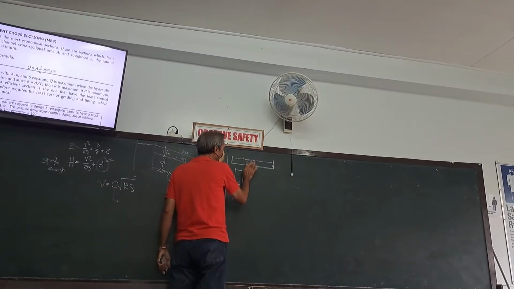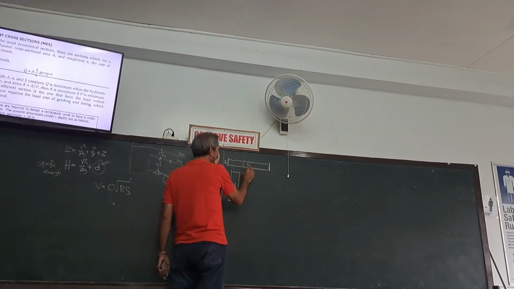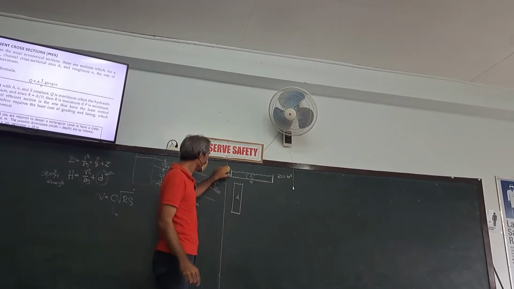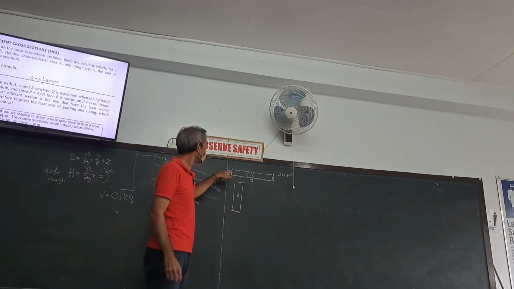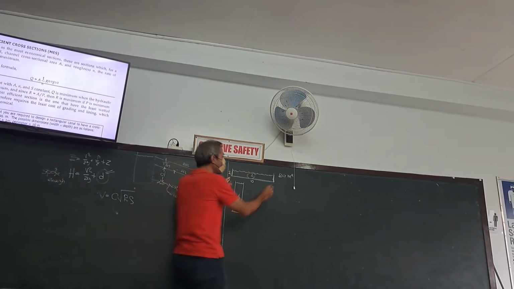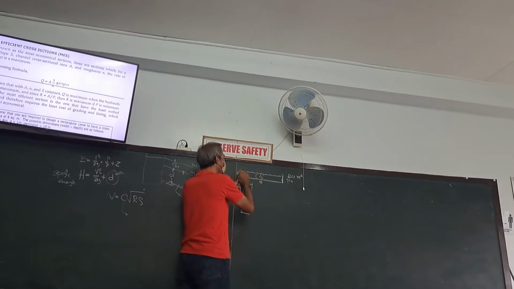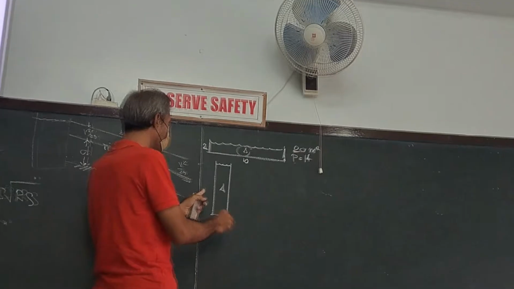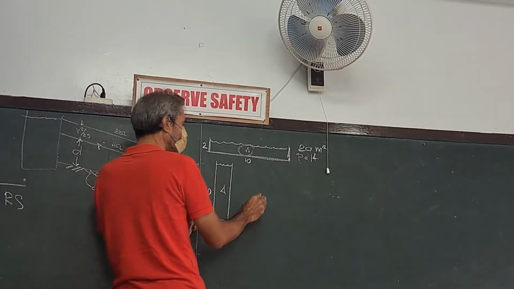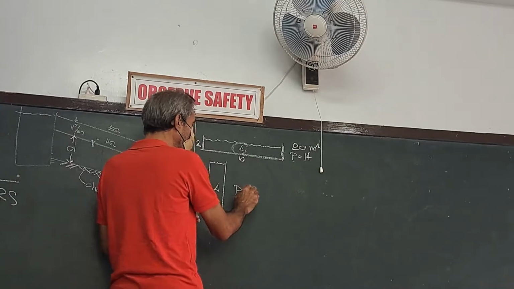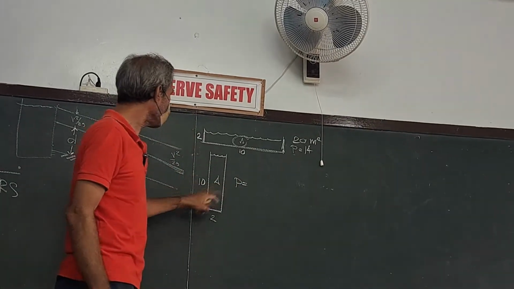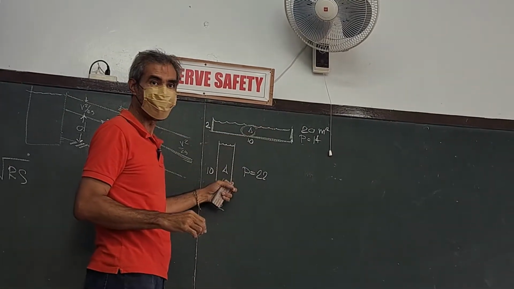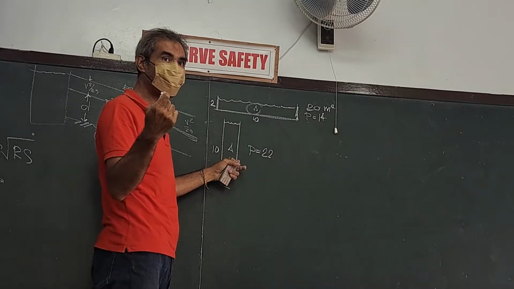For example, initially 2 by 10, so the area is 20 square meters. What is its perimeter? 10, 11, 12, 13, 14. 14. Then 2 by 10 again, same area of 20, but what is the perimeter? 22. So the other one is more efficient. The smallest P is what you are looking for.